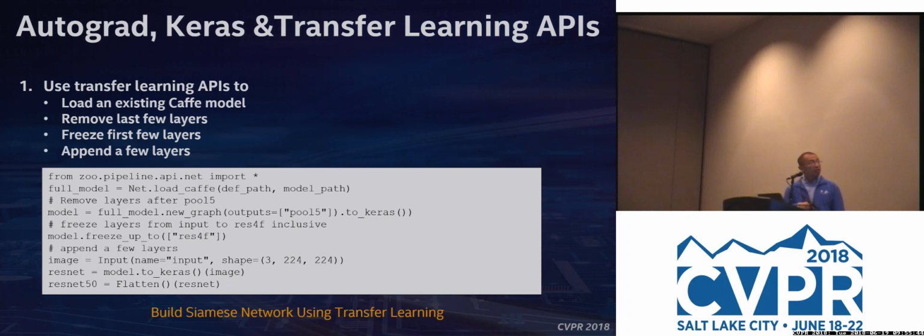And then you freeze all those layers up to, say, this one. So you can freeze the layers in this new model up to this layer, and then you can append a few new layers. In this case, we're showing the ResNet model. Anyway, you have a model. You basically have an input, and then you add several new layers, flatten and so on.